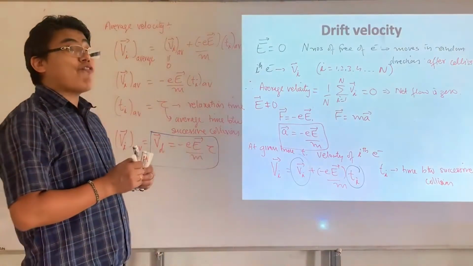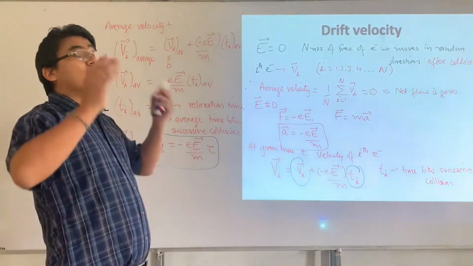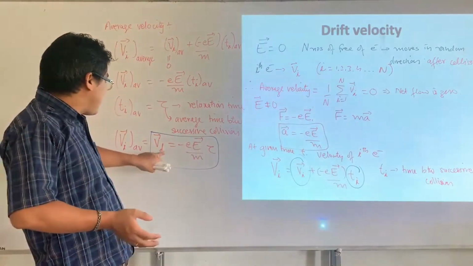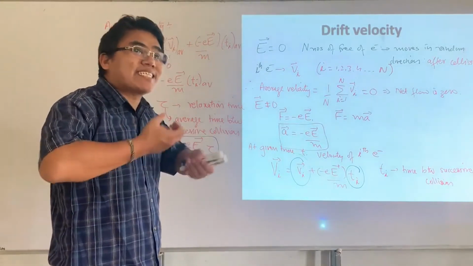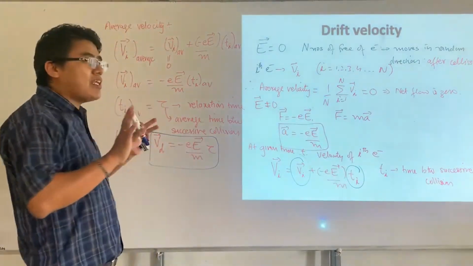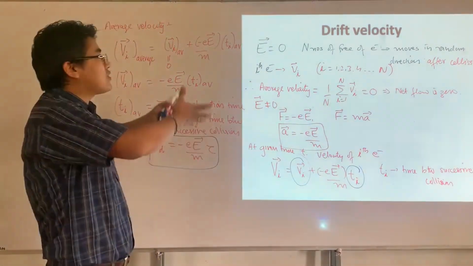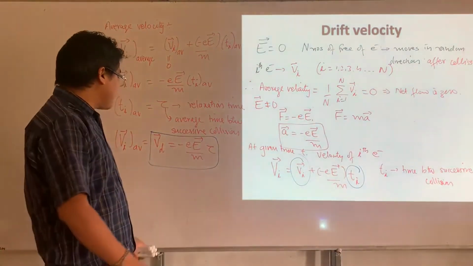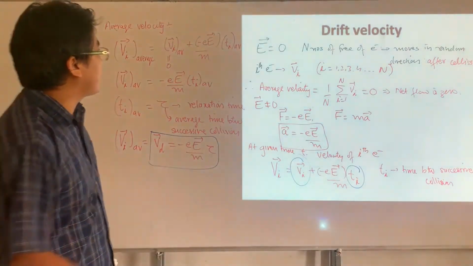Because of an applied electric field, all the free electrons move with this velocity. Drift means movement because of some external force, and that external force is nothing but an electric field, right? So this is what we call drift velocity.